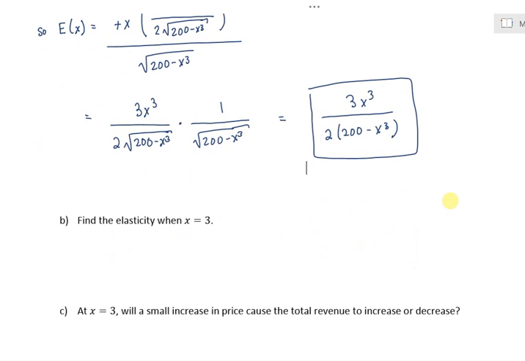Okay, find the elasticity when x equals 3. Well, that's no big deal. That's 3 times 3 cubed divided by 2 times 200 minus 3 cubed. I'm doing that on my side calculator here. I get that it's approximately 0.234.